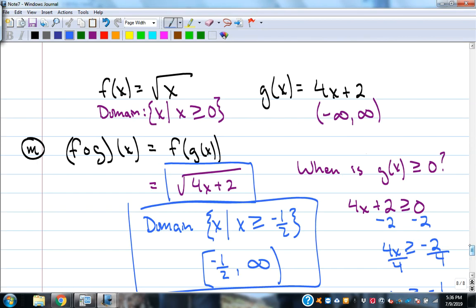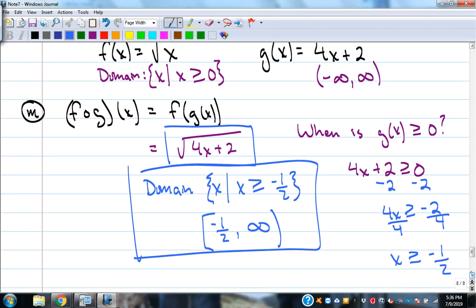Notice that that's nowhere in the original domains of the original functions. So your composite functions can a lot of times create something new.